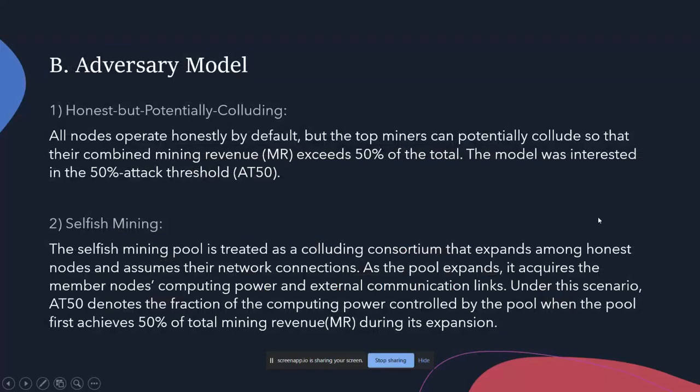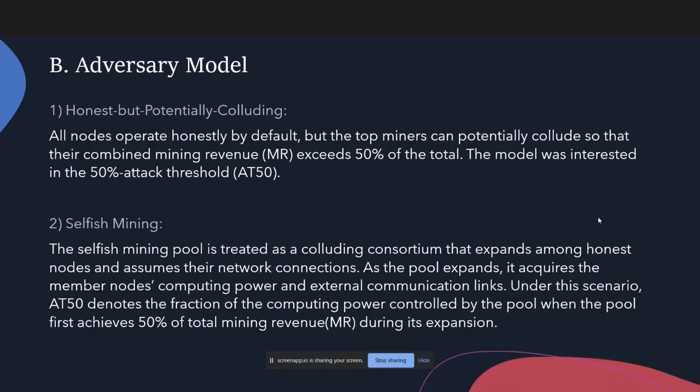Second part of the system model, the adversary model. It has two parts. First one, honest but potentially colluding. All nodes operate honestly by default, but the top miners can potentially collude so that their combined mining revenue MR exceeds 50% of the total mining revenue. The model was interested in the 50% attack threshold, A50.